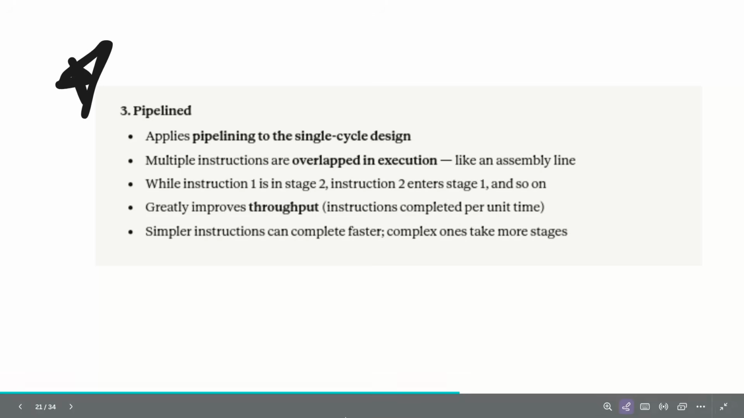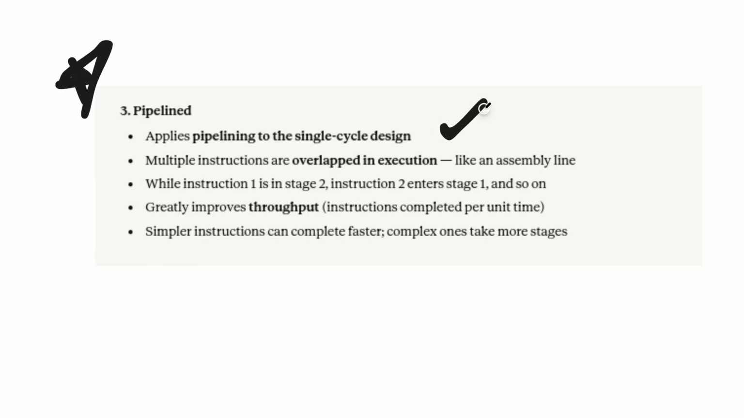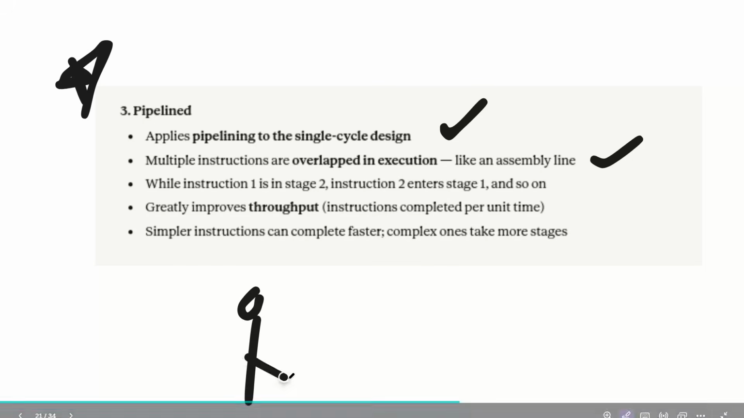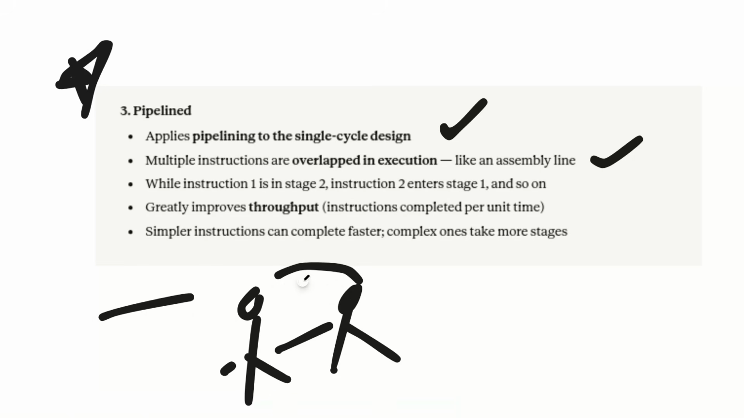What does this mean? Pipeline means applying pipelining to a single cycle design. Multiple instructions are overlapped in execution like an assembly line. While instruction 1 is in stage 2, instruction 2 enters stage 1, like that. The instructions are getting overlapped. We have one student here, another student here. If this one reaches stage 2, then the next will come into stage 1.